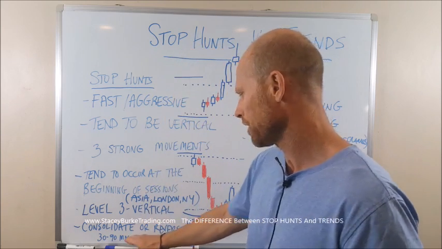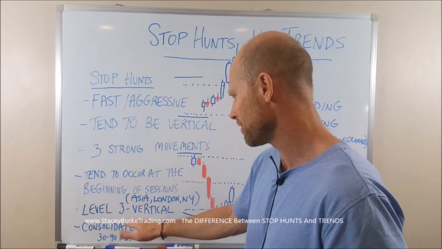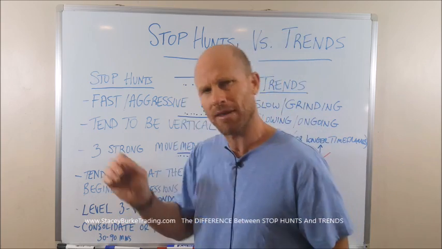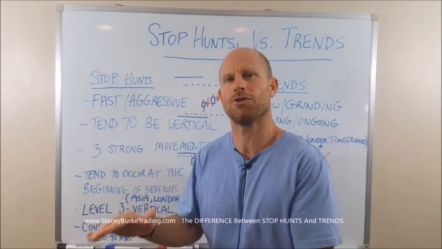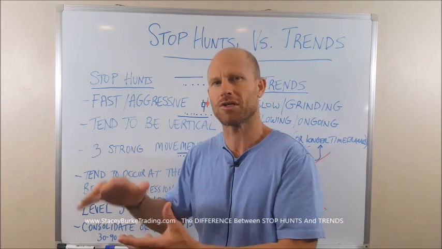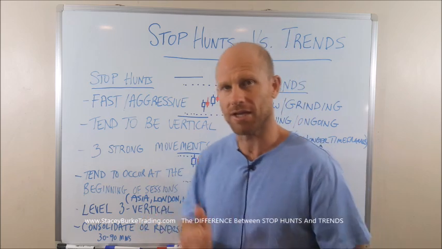So usually around level 3, you'll see the stop hunts go vertical. And what I mean by that is that they will literally go straight up, sometimes in one big candle, which is usually 3 impulses on a smaller time frame. But they will tend to go vertical.